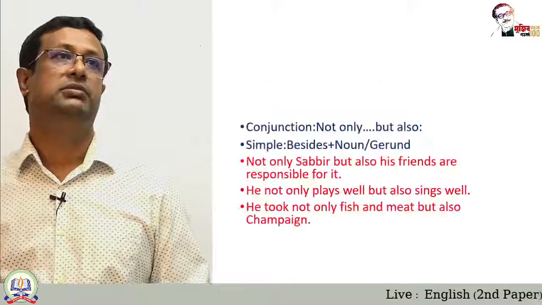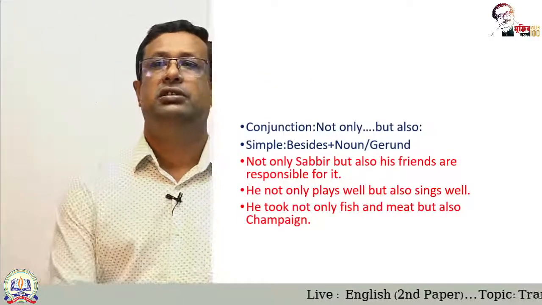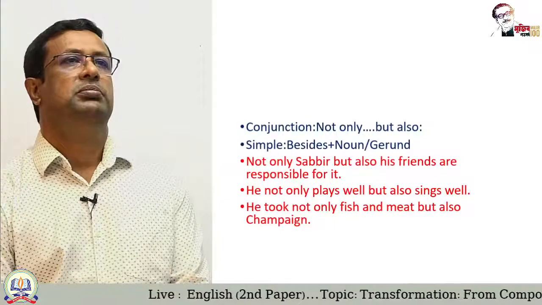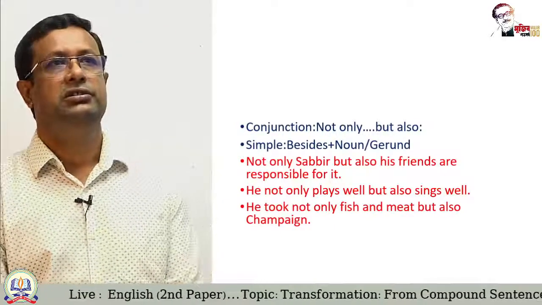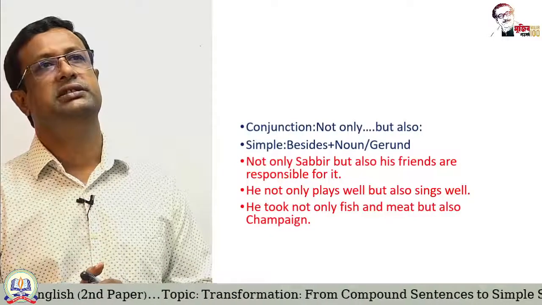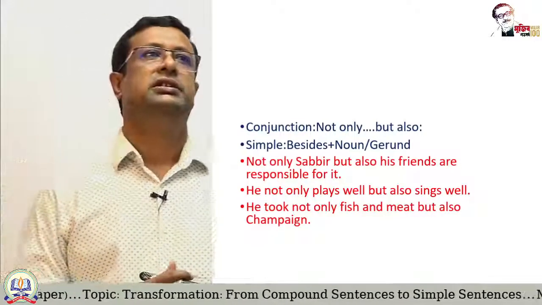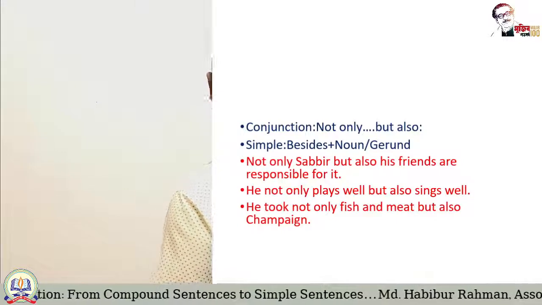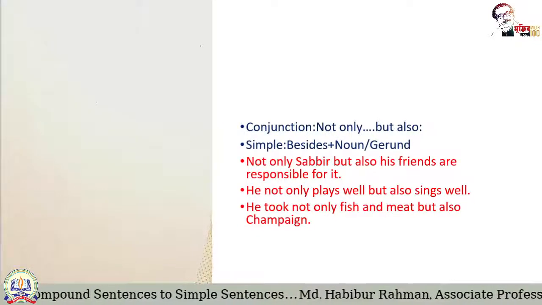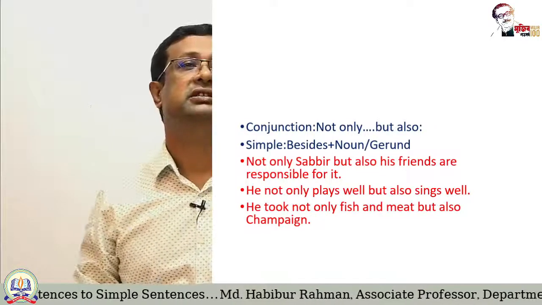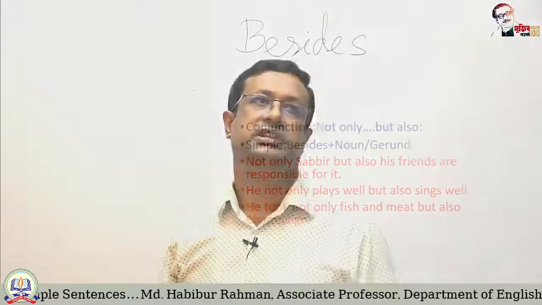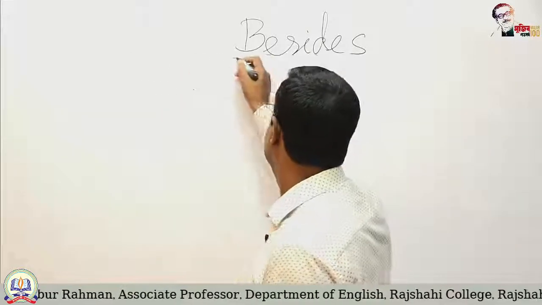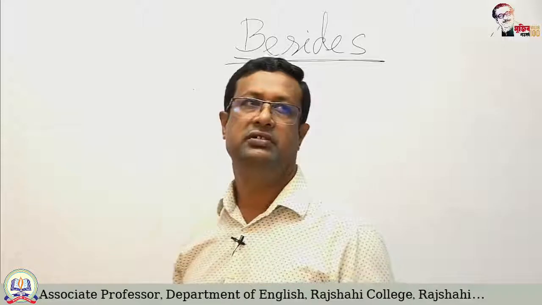There are different types of compound sentences. Firstly, not only but also. You know, there is a conjunction with two phrases, not only but also. When we change such types of sentences, we are to use besides. This is not just beside. Beside means near, and besides means more, extra. So you have to notice this word carefully, besides.